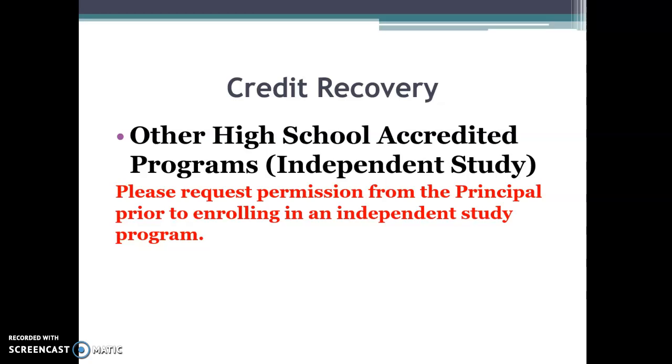For instance, U.S. government. We want to make sure that the credit does meet our requirements and it is taken from an accredited online school program. The most important takeaway from this slide is that every student wishing to take a credit recovery class must receive approval from the principal prior to enrolling in their independent study program.